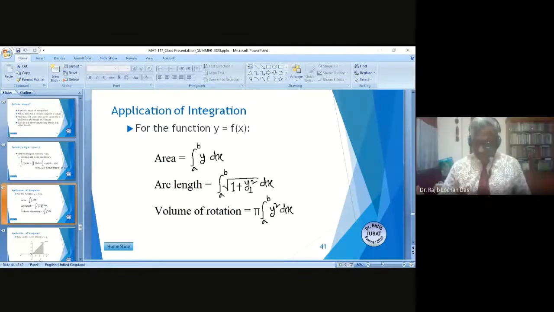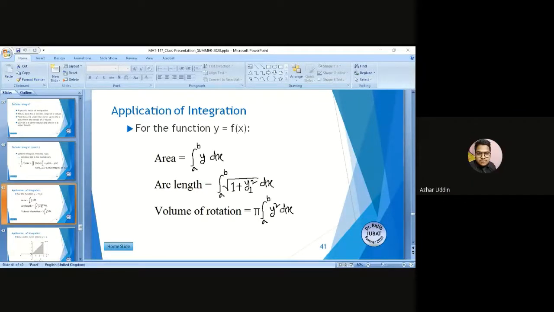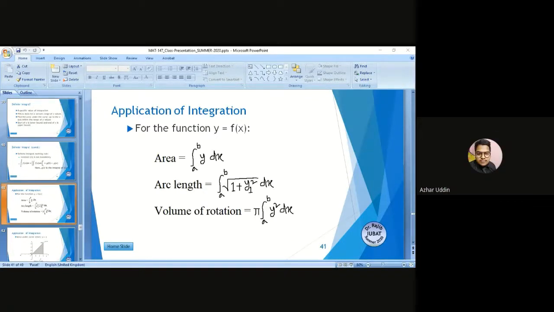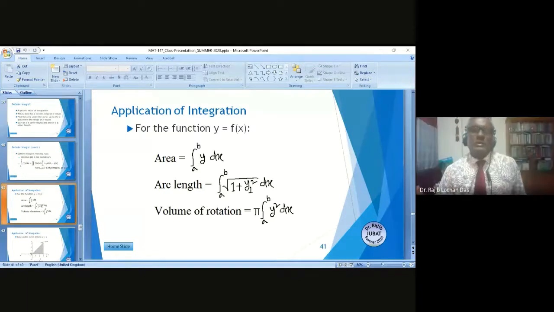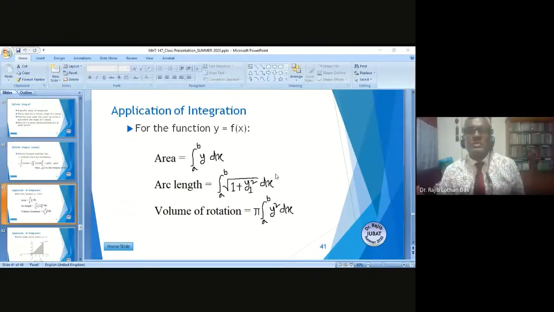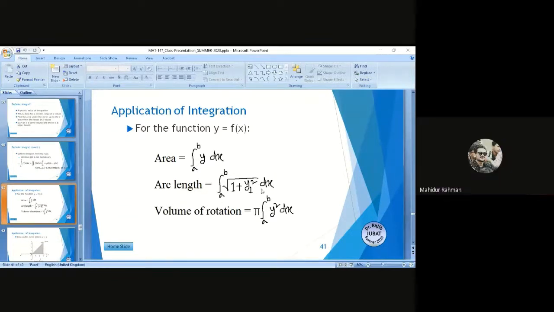For the second formula, integral a to b, root of 1 plus y1 square. What does it mean by y1 square? Y1 is the first derivative. Like we have to do differentiation first. So you have copied the formula already? Everyone is okay? Okay.